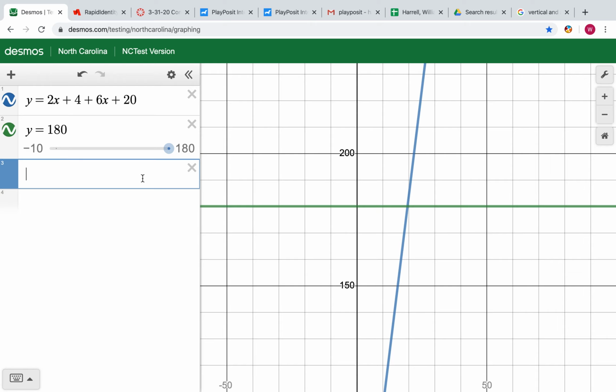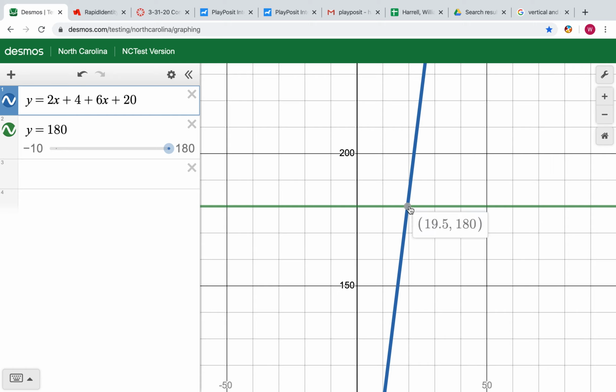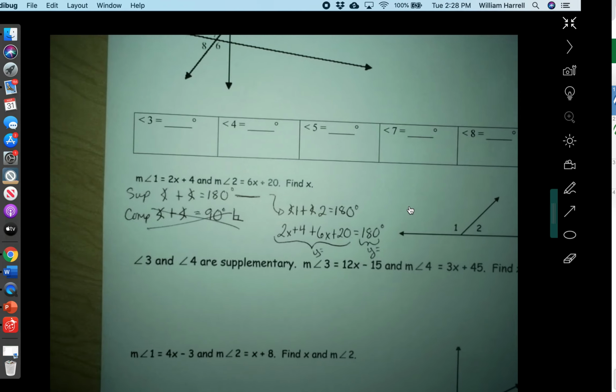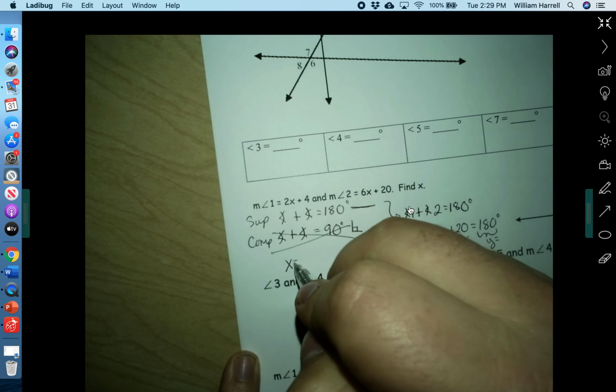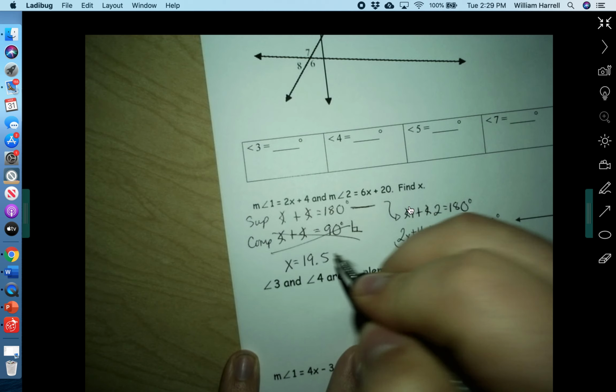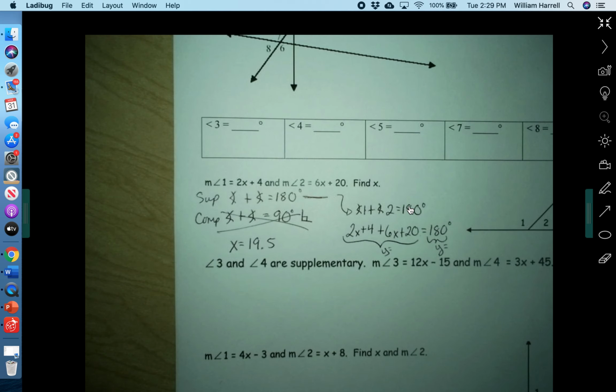If you click on a function you already have pulled up, Desmos essentially knows what the problem is asking. Alright? And again, we're solving for x. Again, the answer to a system is always x unless otherwise asked. Okay, so this particular time my x value is 19.5. So my answer, x equals 19.5. Now be careful, some questions ask you what's the angle measure. In that case, you could just go through here and plug that value in.